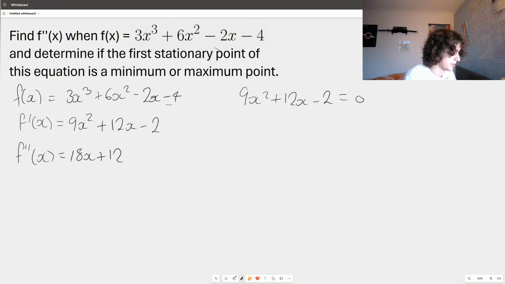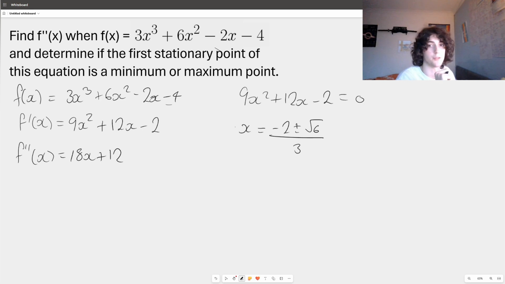And we can use a calculator to solve this. We find that the roots of this equation, so where this equation is equal to 0, it goes that x equals minus 2 plus or minus the square root of 6, all over 3. Now that is some long, horrible decimal number, but it's important to note that if you're going to have a number like this and you're using it in an exam, you should save that value to your calculator memory.